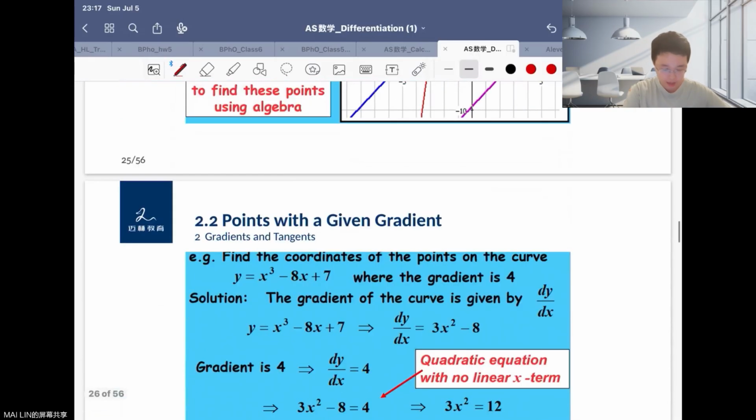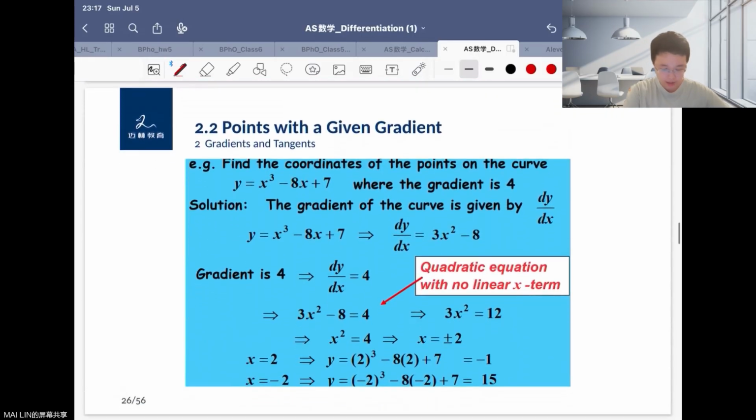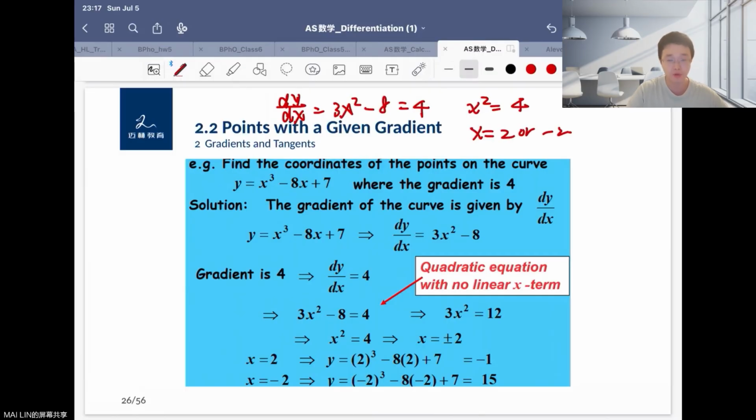Okay, so as we already know, we first have to find the differentiation of it, right? So for x cubed minus 8x plus 7, we first find the differentiation. So dy over dx equals 3x squared minus 8, okay? So once it equals 4, we can say x squared equals 4. So x equals 2 or negative 2, okay? So we can say that the 2 points obey the rule that the gradient equals a constant value, 4, okay? That is it.